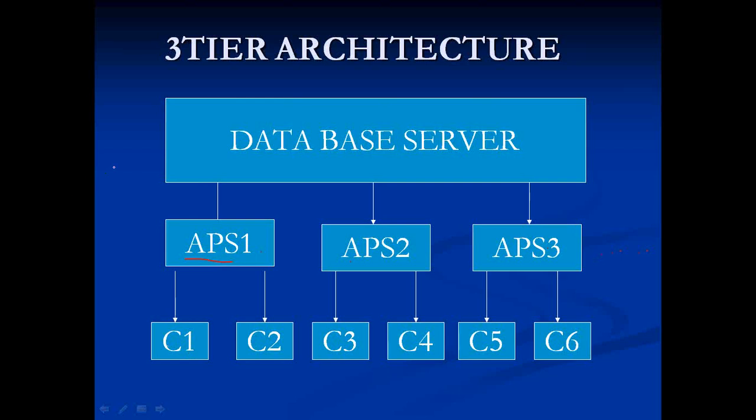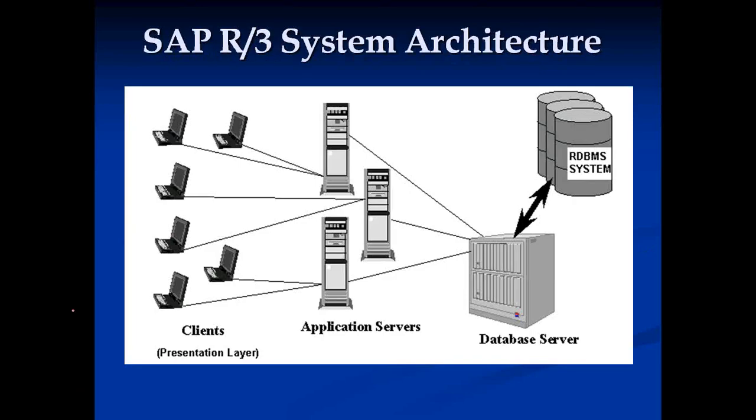So here, if you observe, this is one layer, this is second layer, and this is third layer. That's why this is called three-tier architecture. I have presented this in a more refined manner. This is the SAP R3 system architecture.